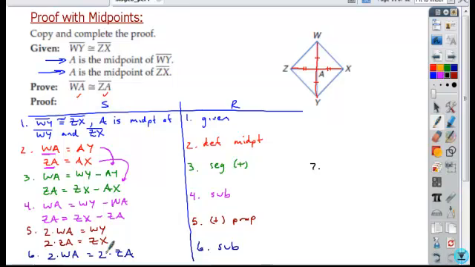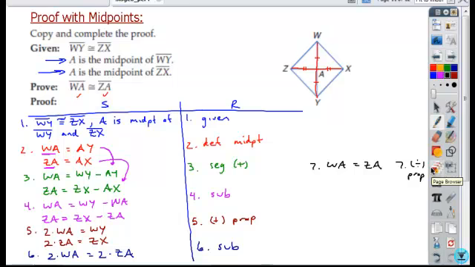What do I do to both sides of this equation? They both have a multiplier of 2, so I can divide both sides by 2, and that leaves WA is equal to ZA. The property used is just division property. I divided the same value from both sides.